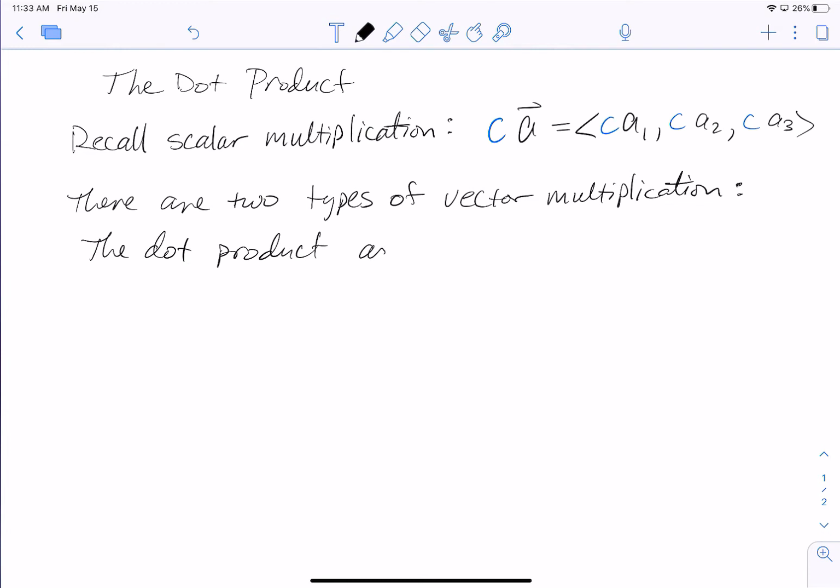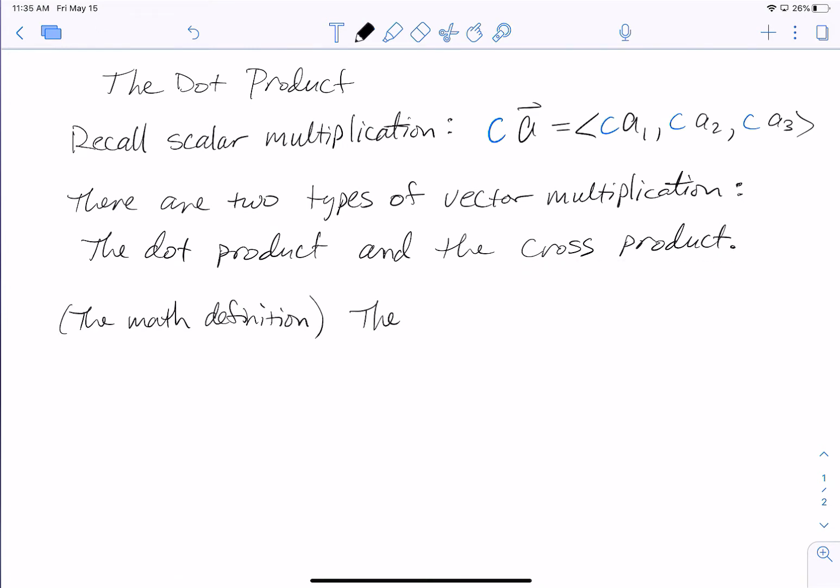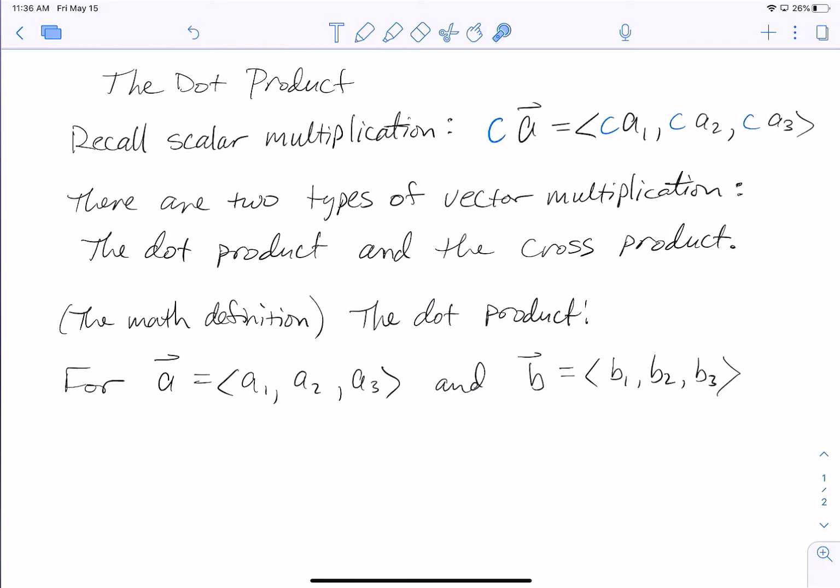There are two types of vector multiplication. They're called the dot product and the cross product. In this series of videos, we'll look at the dot product, and the cross product is reserved for a different series of videos.